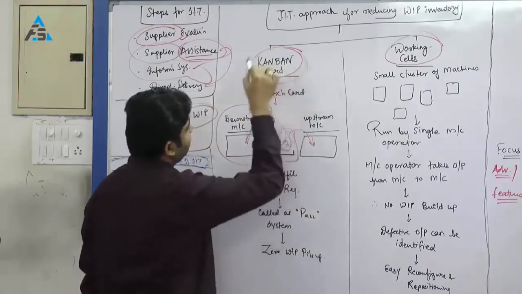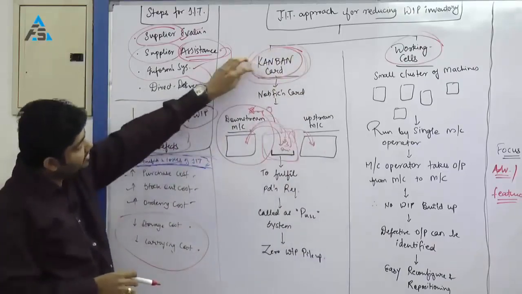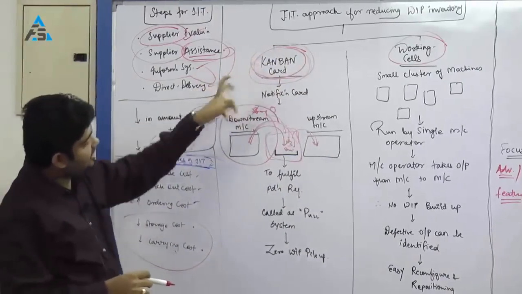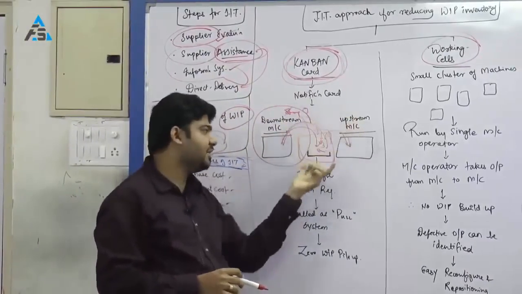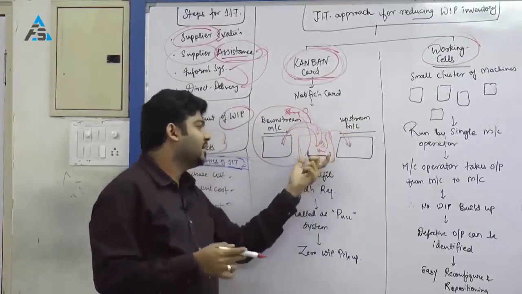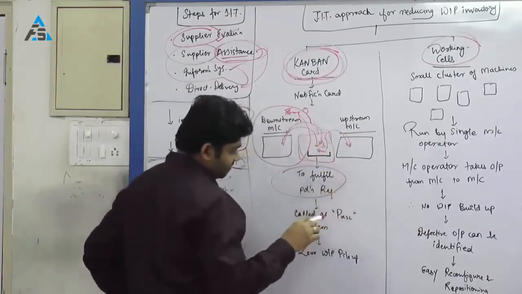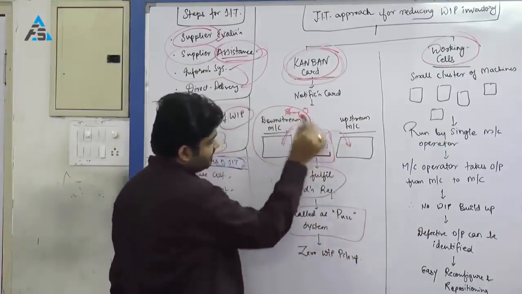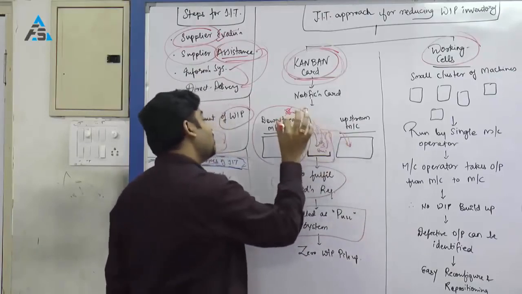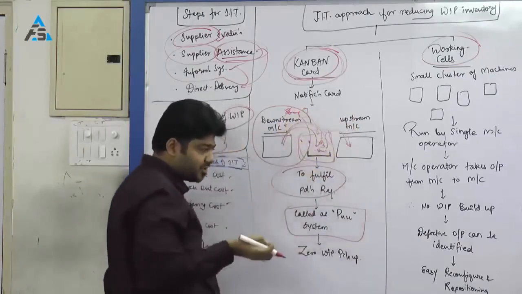That is the work of a Kanban card, or a notification card. So net, a Kanban card is a notification card which allows the downstream machine to work according to the upstream machine based on the Kanban card set in between them. Yes, so how does it help? It helps the product fulfill the production requirement and it is called a pull system. Pull matlab zabardasti idhar nahi dalte janega, isko notification milega uske baad hi wo ye bharna chalu karega. That is called a pull system.